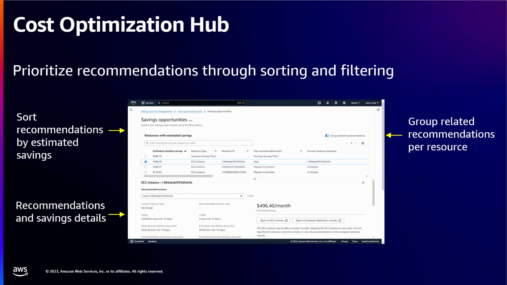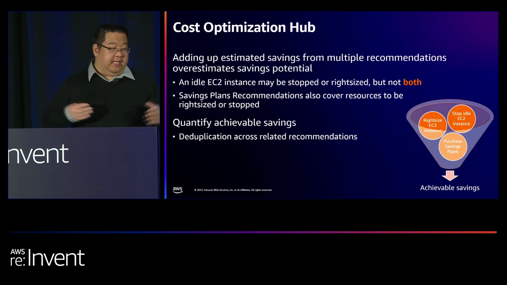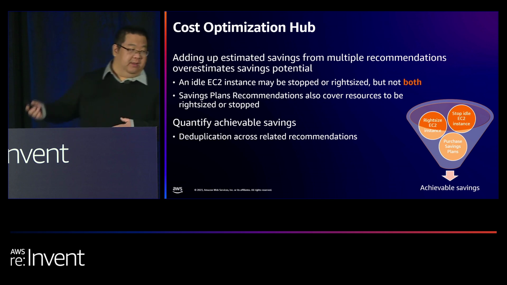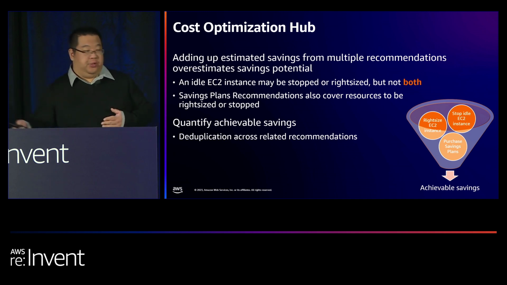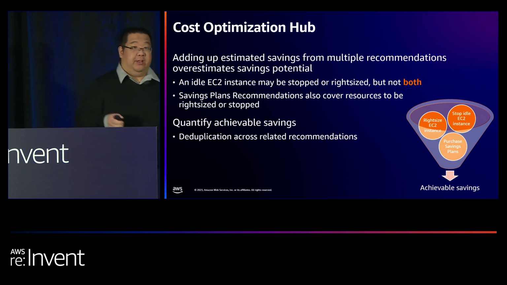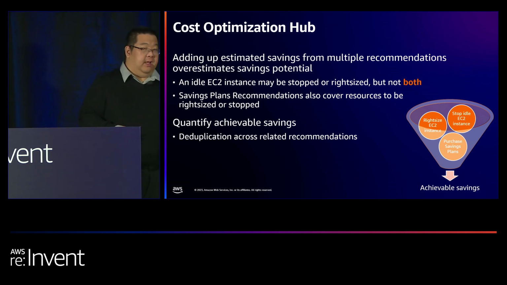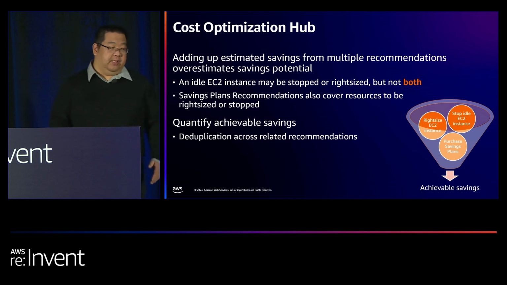So we talked about group-related recommendations, and you can sort all the savings opportunities. When you click on a recommendation, you can see a bottom panel which shows you all the recommendations and savings details. We also talked about how we add up the different savings. For example, an idle instance can be stopped or right-sized, but you can't do both. Savings plan recommendations can also cover the resource to be right-sized or stopped, right? So you have to adjust the savings plan purchases based on your post-optimized usage, so that you can quantify your achievable savings and benchmark your cost efficiencies over time.